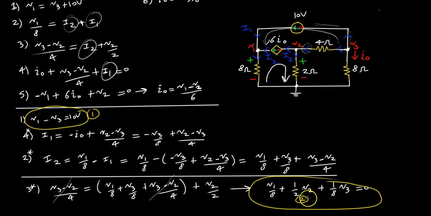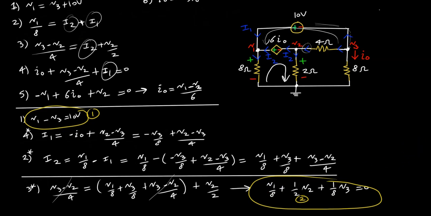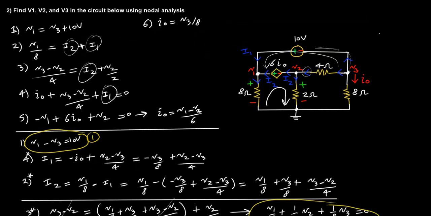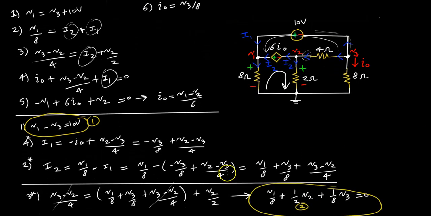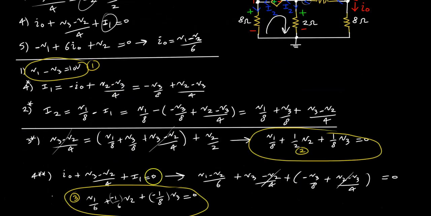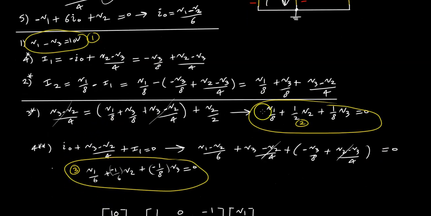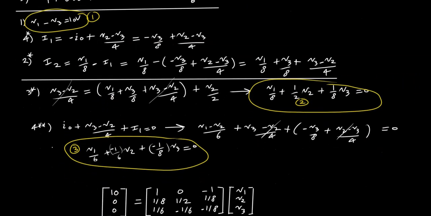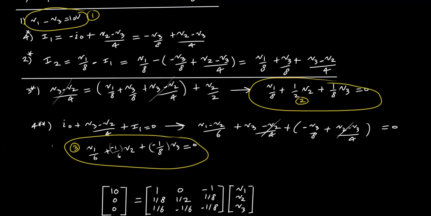I then obtain the final equation number 2 that I'm going to put into the matrix. And lastly, I look at the fourth equation and plug in what I found for I1. Simplifying all of that, I get the third final equation that is circled. Now plugging those into the matrix, we obtain the following.